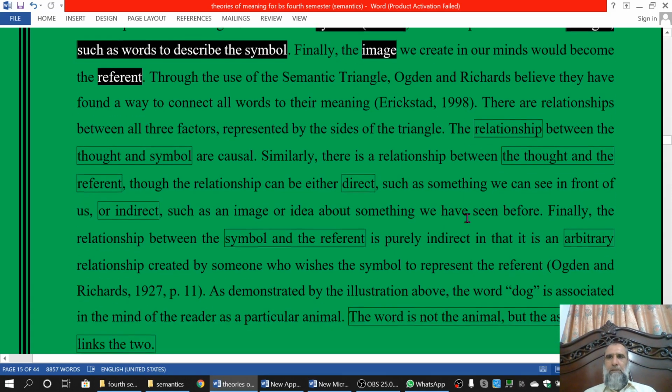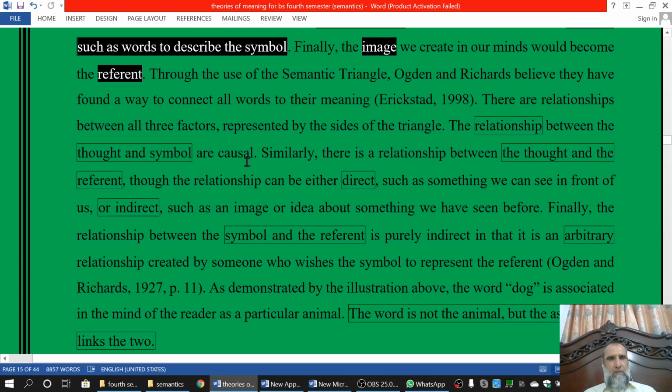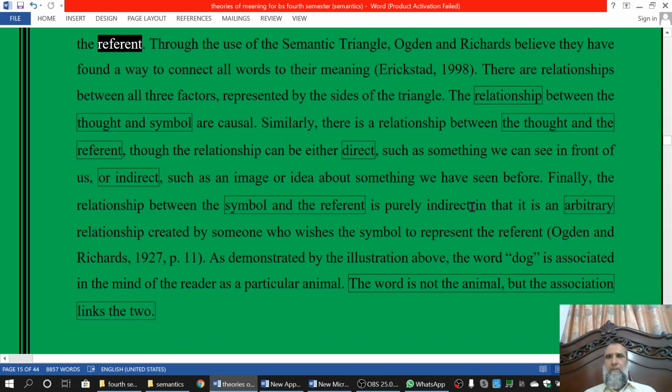The relationship between the thought and symbol are causal. Cause کی وجہ سے، cause سبب کو کہتے ہیں. ان symbol اور thought میں سبب ہے، relationship ہے، سبب موجود ہے اس relationship کا. Similarly, there is a relationship between the thought and the referent. تھاٹ اور ریفرنٹ میں بھی ایک relationship موجود ہے.